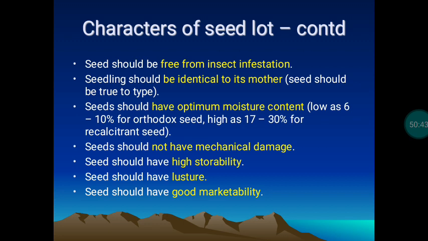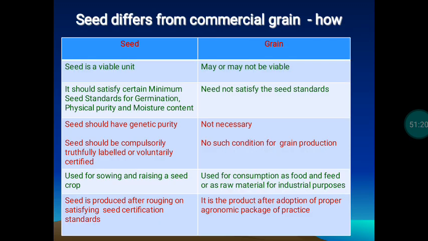Then seeds should have high storability. These are genetic characters we have to ensure. We have to breed, or develop, a variety with a long storability period. And above all, for attracting more customers towards the purchase of your material, seeds should have luster. So ultimately the seed will have better marketability. These are all the things I wanted to convey to you. In the next class, we are going to discuss the difference between seed and grain and all.